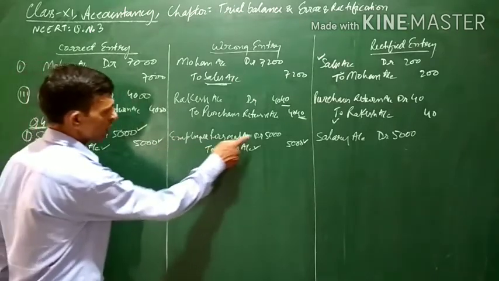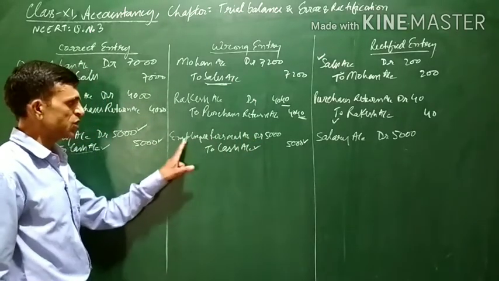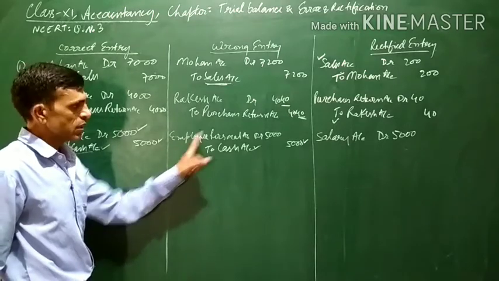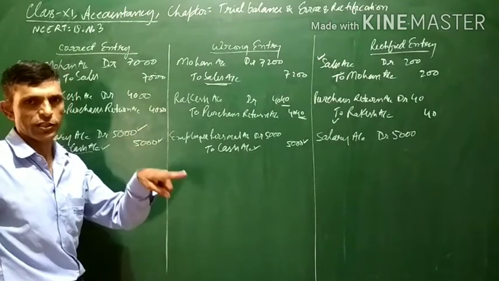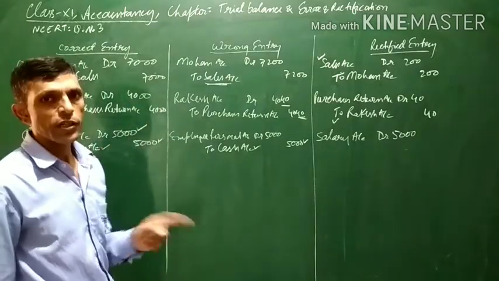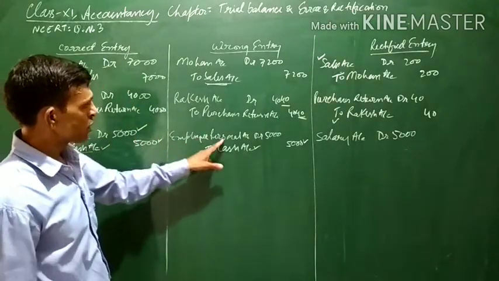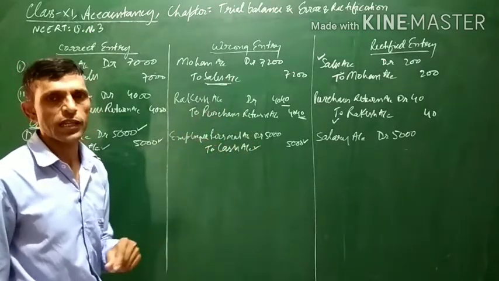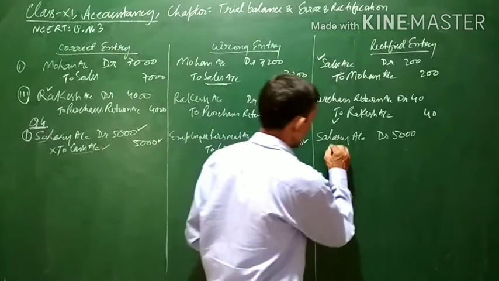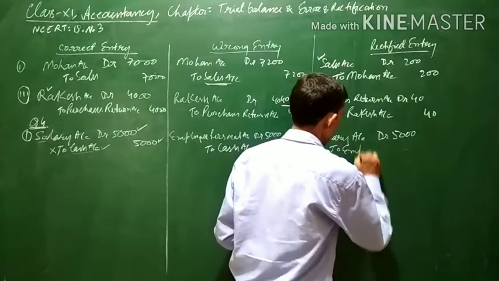The employee's personal account was debited. This is wrong. In order to cancel this, the employee's personal account will have to be credited, because the opposite of debit is credit. The employee's personal account has wrongly been debited, so in order to rectify this, we will credit the employee's personal account.